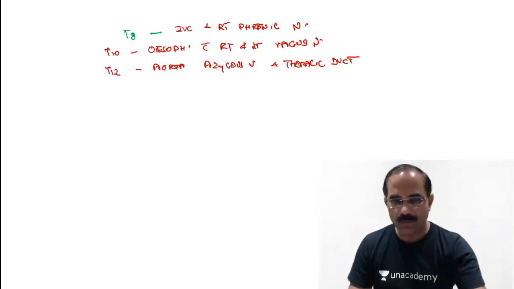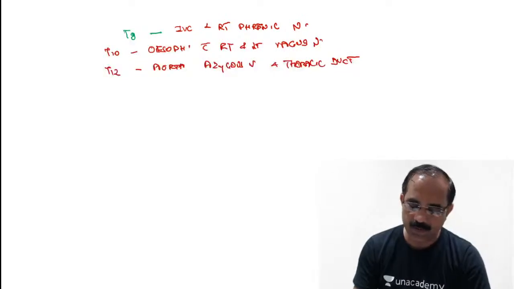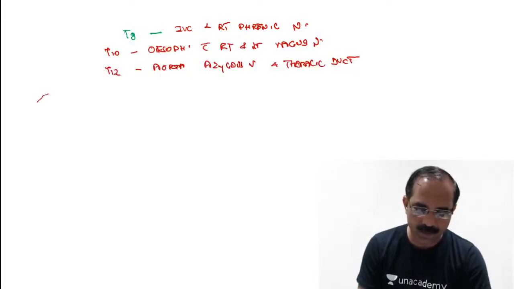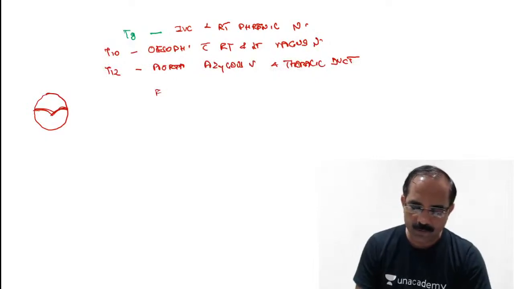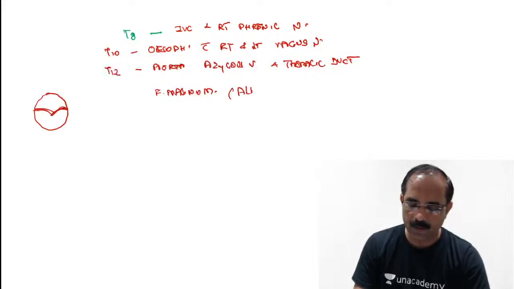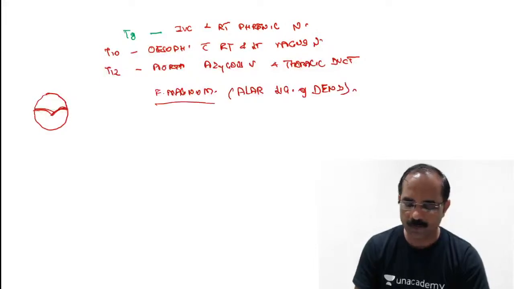What did you want? Foramen magnum, no? I'll just write this down. Look, this is the foramen magnum. And this foramen magnum, students, is divided into two compartments by the alar ligament of the dens.